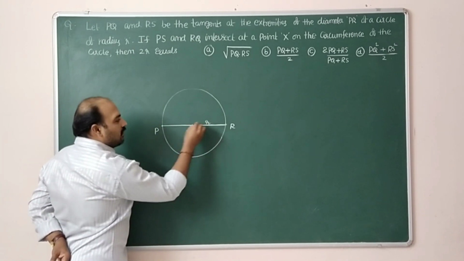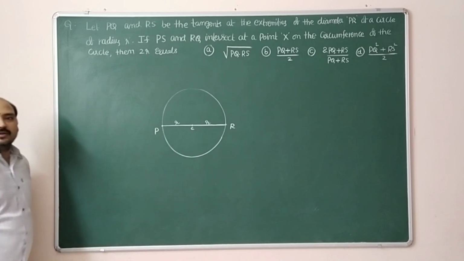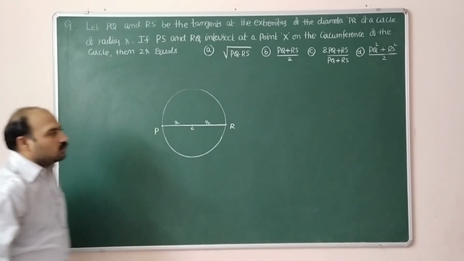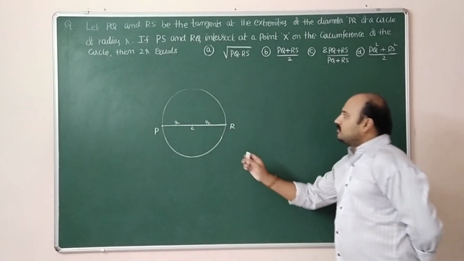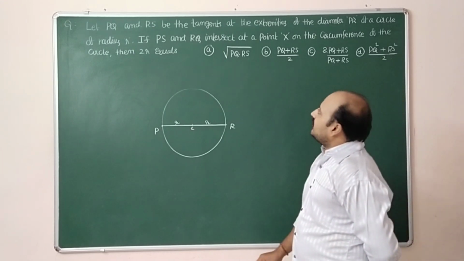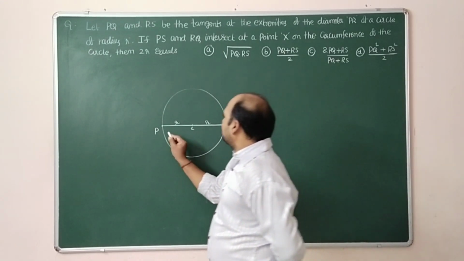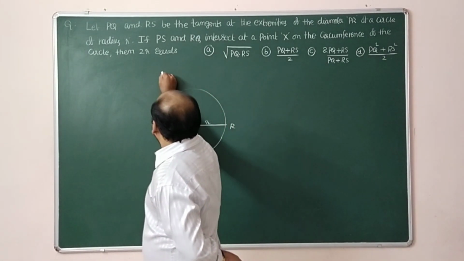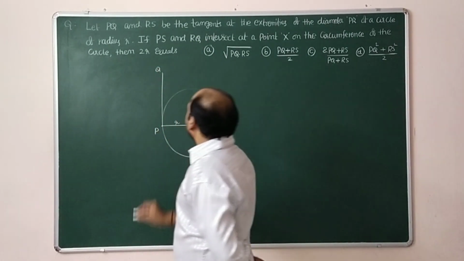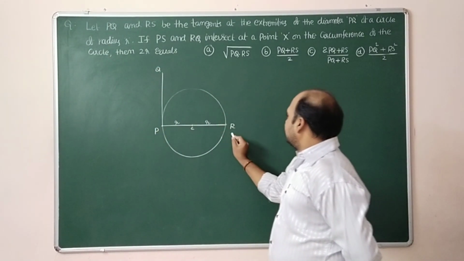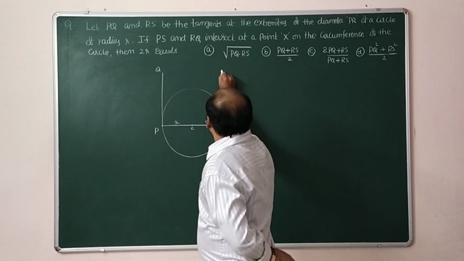From here to here radius R. From here to here radius R. So PR is equal to 2R, 2 times R. Draw the tangents. PQ is one tangent. This is the PQ tangent. And RS from here is another tangent.